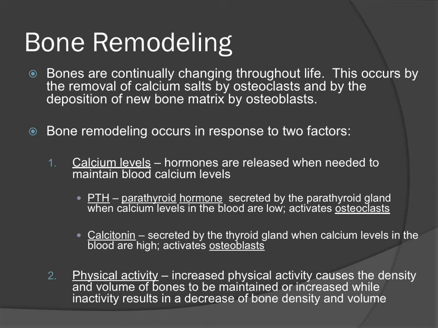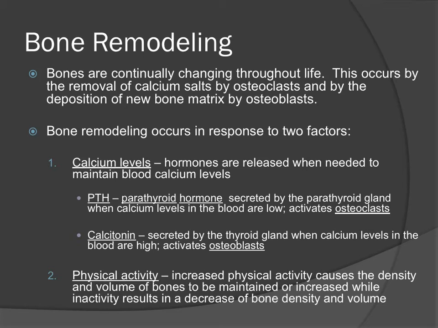So calcium levels, hormones are released when needed to maintain blood calcium levels. So your parathyroid hormone is secreted by the parathyroid gland, when calcium levels in the blood are low, and this is going to activate your osteoclasts. So what that's saying is when you do not have adequate amounts of calcium, we know calcium is good for our bones, and that comes in many other forms besides just drinking milk. Green leafy vegetables and lots of other healthy foods give you calcium. A vitamin supplement gives you calcium. But when your calcium levels are low, that makes your osteoclasts activated.